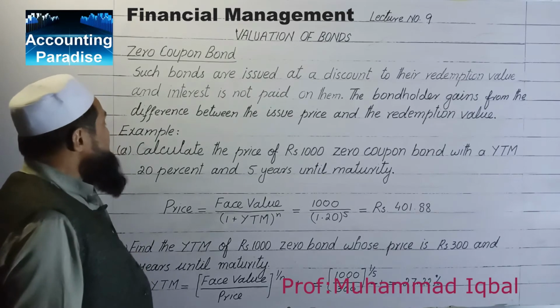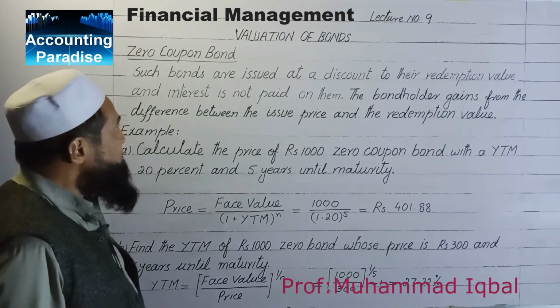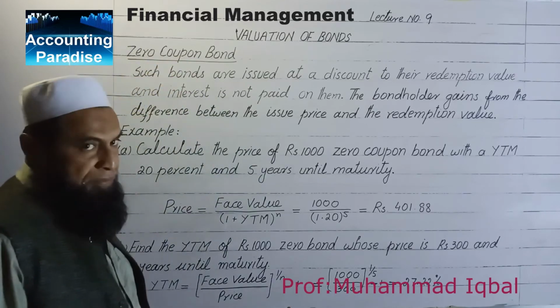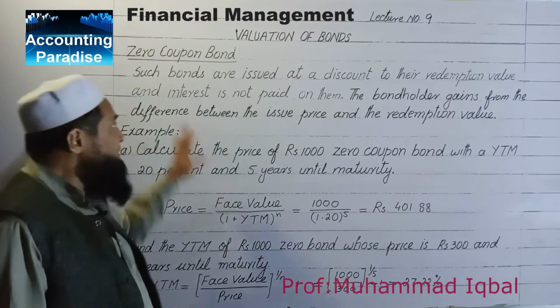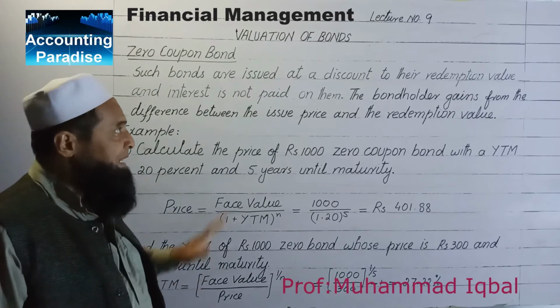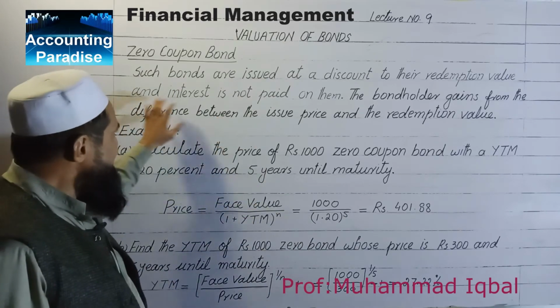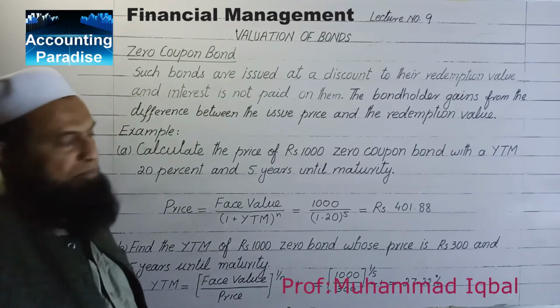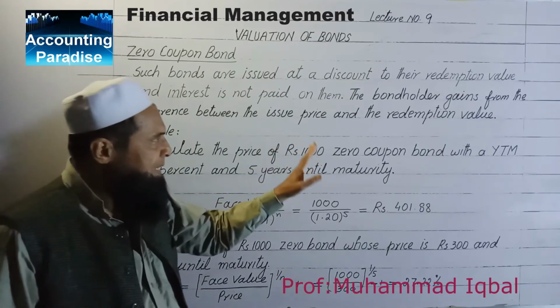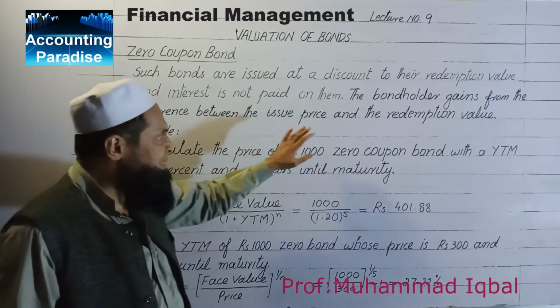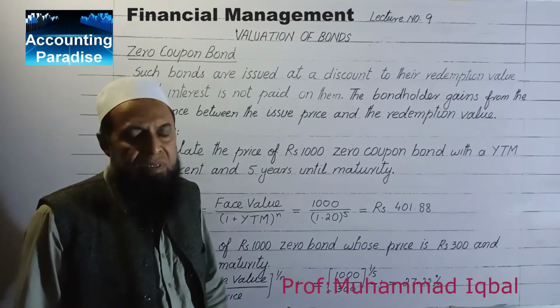Now the last topic in this valuation of bonds is zero coupon bond. Such bonds are issued at a discount to their redemption value and interest is not paid on them. The bondholder gains from the difference between issue price and the redemption value.